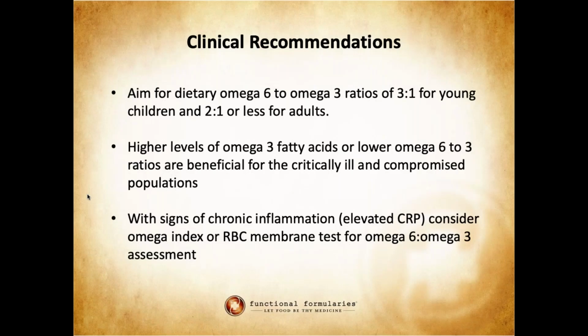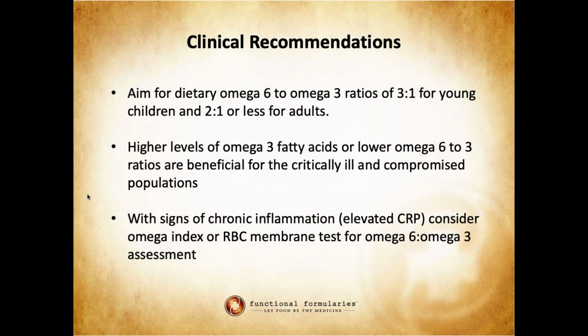Now, I want to leave you, before I turn it over to Laura to look at some clinical recommendations, I think it's important that we look at, especially for children first, who are in a stage of development. It's probably optimal if a child is in good health, meaning they're not dealing with any type of chronic condition, they're not critically ill, to start somewhere in the area of a 3-to-1 to 2-to-1 ratio for children. For adults, it should be 2-to-1 or less.